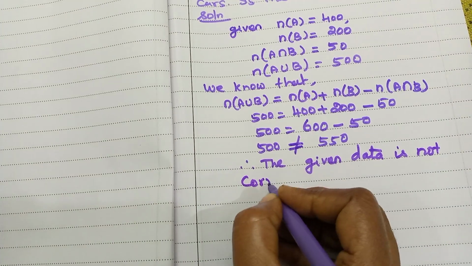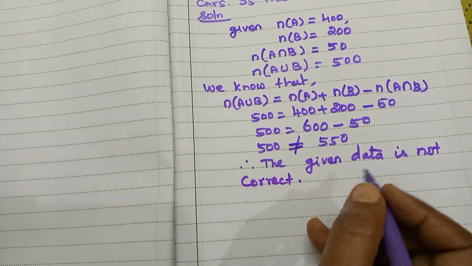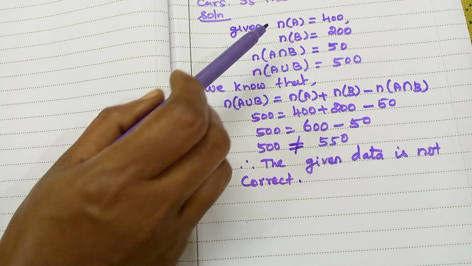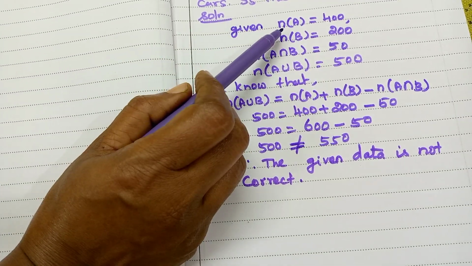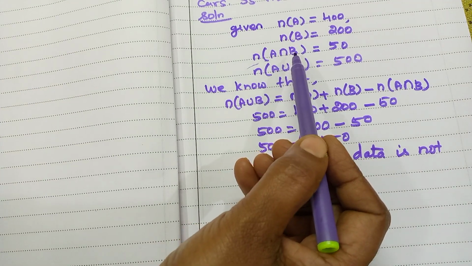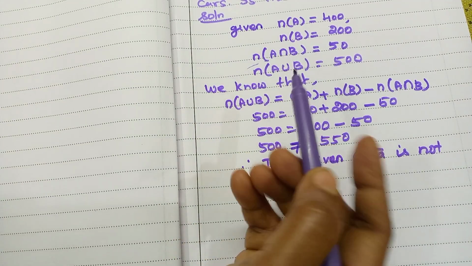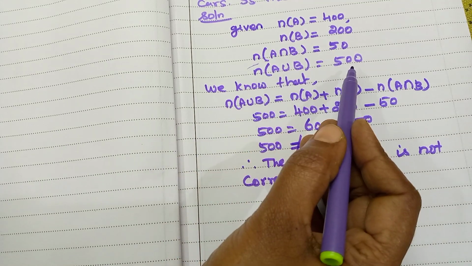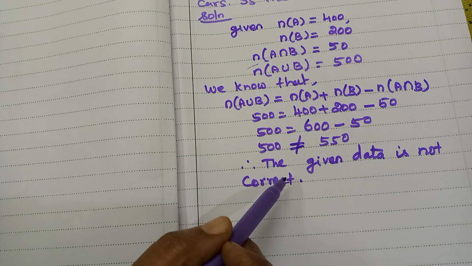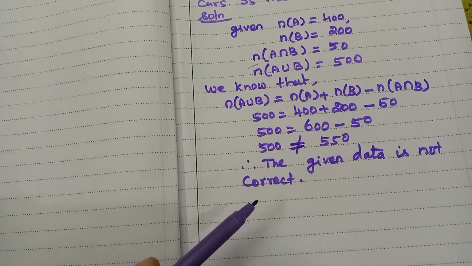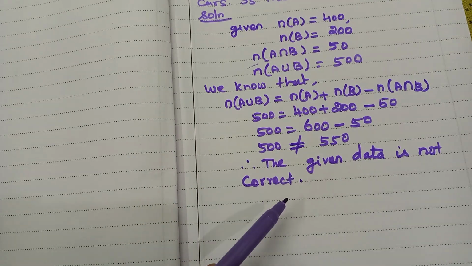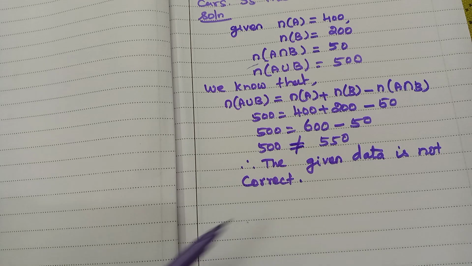Did you understand? So first of all, we have to find the given values. From the given, n of A is 400, n of B is 200, n of A intersection B, both, is 50, and n of A union B is equal to 500. Then we have to use the formula to verify whether the given data is correct or not. When we use the formula, both sides are not satisfying, so the given data is not correct.